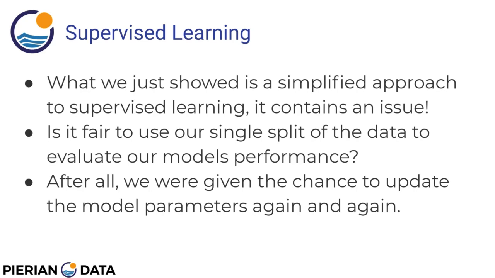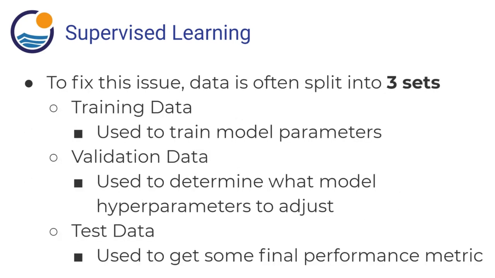So how do we fix this conundrum? Well, to fix this issue, the data, especially in neural networks and deep learning, is often split into three sets. We have training data, validation data, and then test data. So we introduce this in-between step of validation.